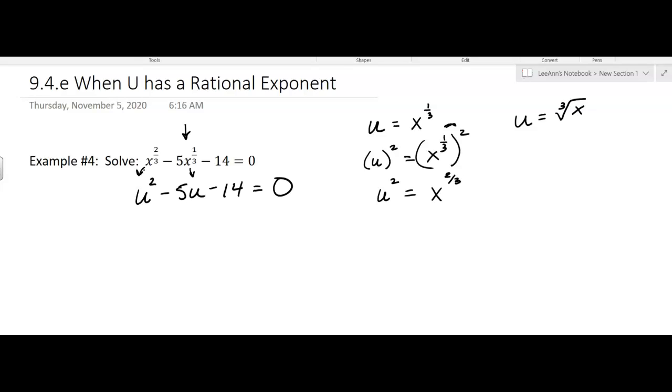That's the u substitution we talk about. Now it's a quadratic equation. We're going to factor it: u minus 7 and u plus 2 equals 0. And so I get u equals 7 or u equals negative 2.